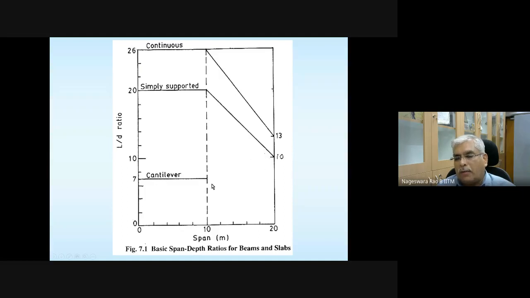Why for cantilever it is not shown is that usually we will not have cantilevers more than 10 meters in length. So whatever basic value is given in the code book IS 456 is actually shown in the form of a figure here, plotted.